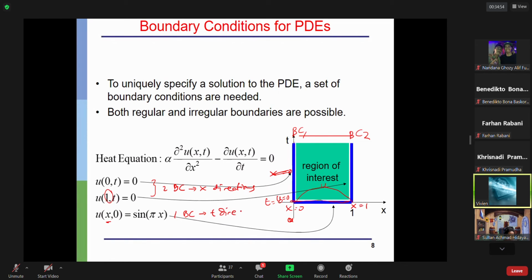Now, because this is in time, commonly this is called the initial value, so we have the initial condition. When we have time, that is also called an initial condition. But basically, these three are the boundary. This bounds the solution so that we will have a unique solution for the area inside, so we have a unique distribution.